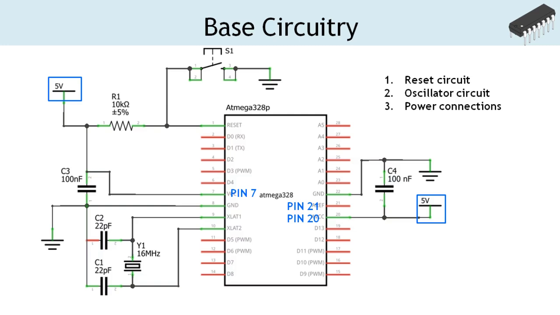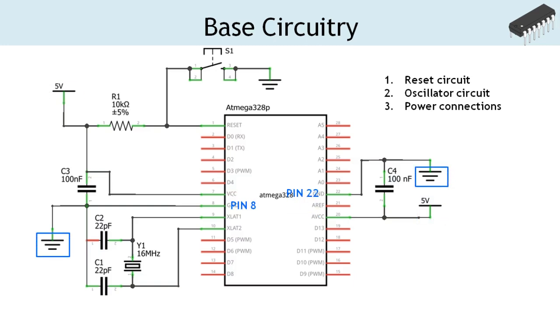The pins 7, 20 and 21 are connected to 5 volts of the power supply, and the pins 8 and 22 are connected to the ground. The pins 7 and 8 are connected through a decoupling capacitor of 100 nanofarad. Similarly, the pins 20 and 22 are connected through a decoupling capacitor of 100 nanofarad.